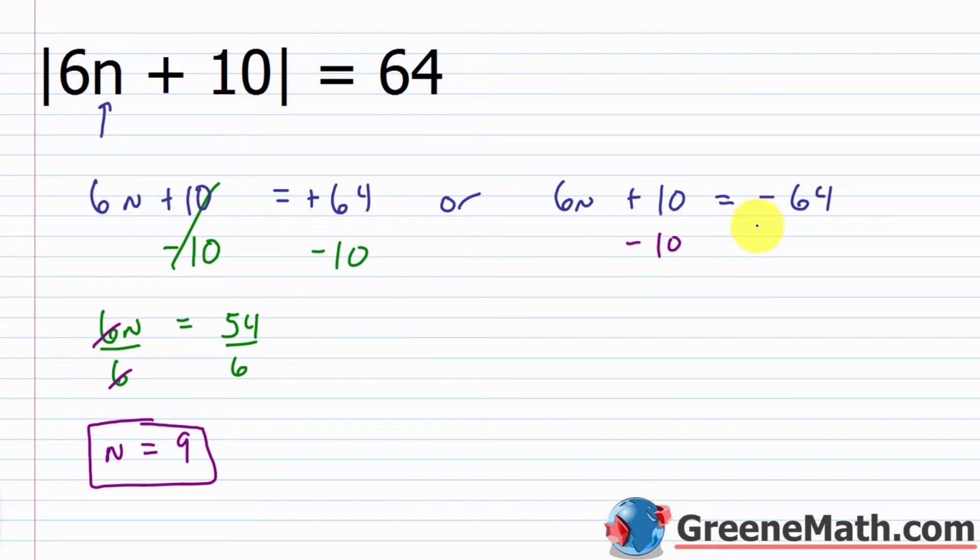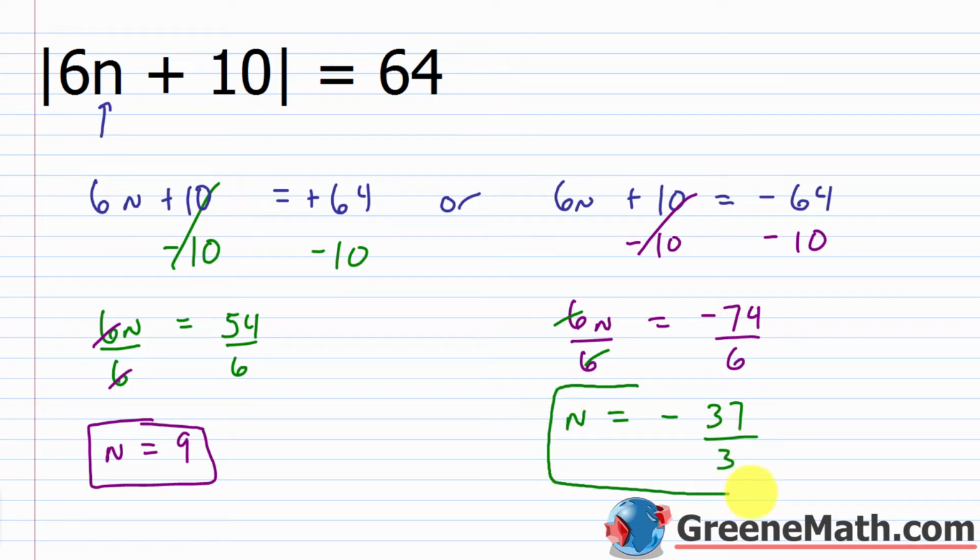So we're going to subtract 10 away from each side over here as well. That will cancel. I'll have 6n is equal to negative 64 minus 10 is negative 74. If I divide both sides by 6 here, this will cancel with this, and I'll have n is equal to, so negative 74 over 6, I can reduce this. I know it's going to be negative. 74 is divisible by 2. 74 divided by 2 is 37. And 6 divided by 2 is 3. So there's my other solution.